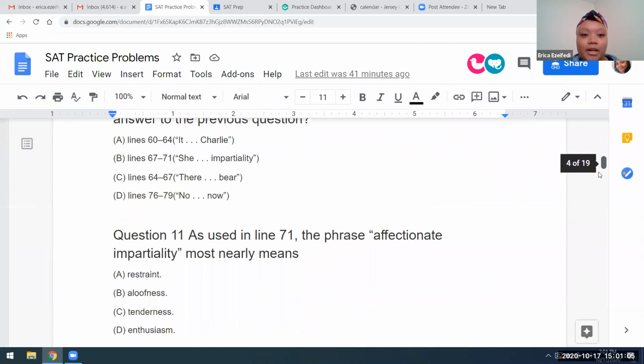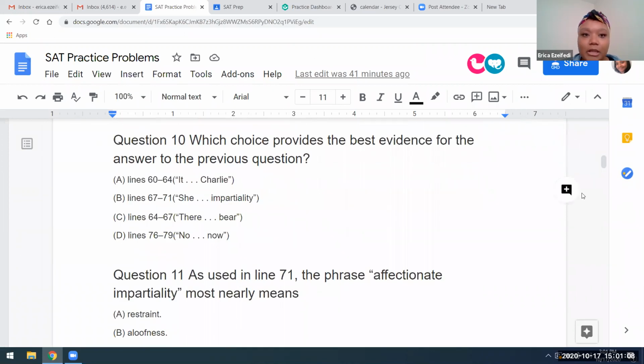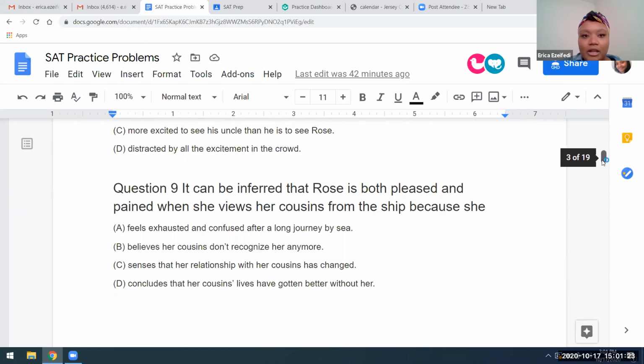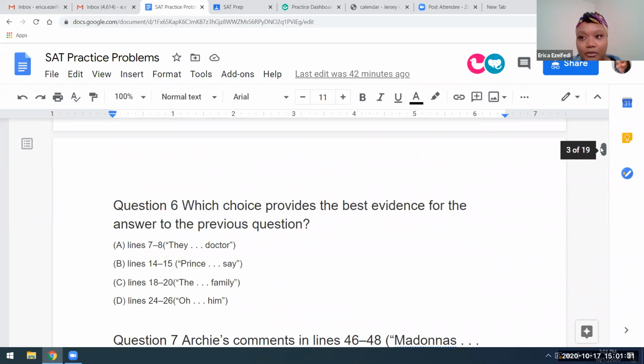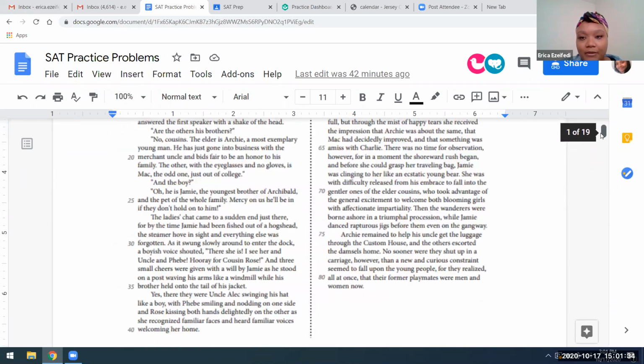I'm gonna zoom right back to 10. Okay. So question 10, which choice provides the best evidence for the answer to the previous question? The previous question is asking about her being pleased and pained. When you have questions like this, you definitely have to refer to the passage, because it's referring you to the passage. You can't really rule things out just by looking at the answer choices.